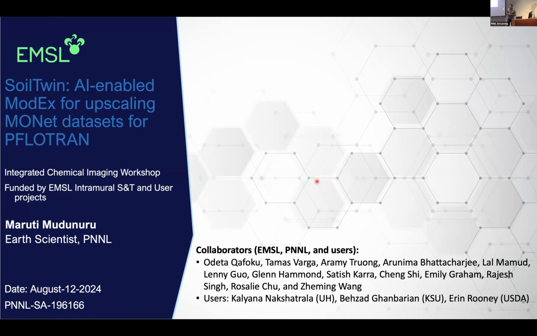The goal of this talk is how do we upscale that information? So what are the challenges? What are the things that we are missing in the current data sets, and how can we transfer that information for modeling workflows? The title of the talk is Soil Twin, a digital twin for enabling ModEx, that is, model data experiment integration, for upscaling these imaging data sets for process models such as PFLOTRAN. We'll be talking about that in the next couple of slides.